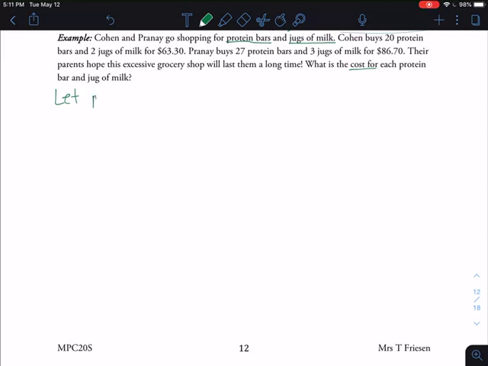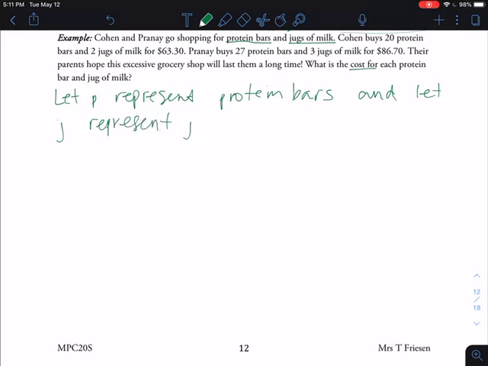So let P represent protein bars, and let J represent jugs of milk. Okay, you could have absolutely chosen M or B or literally any variable, X and Y even, if you prefer. It doesn't matter.